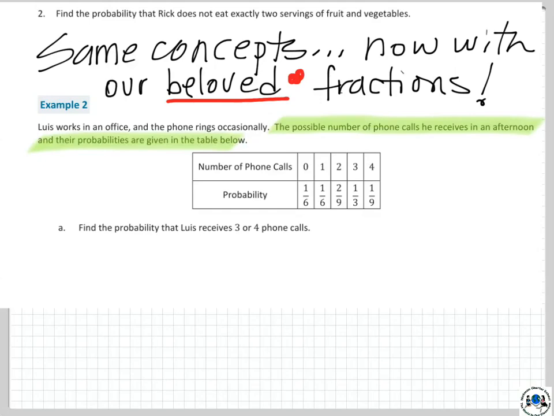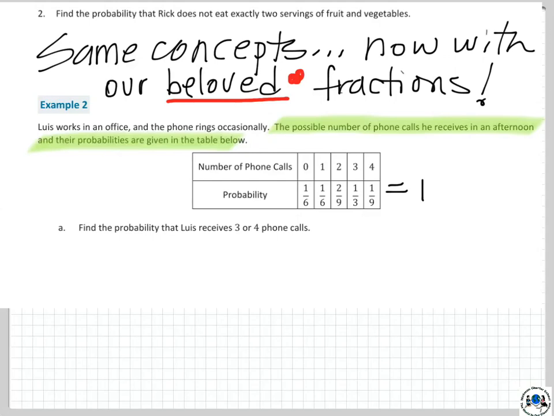Okay, and this might make a little bit more sense than the whole banana thing, because I'm sure they have lots and lots of data about phone calls and how much time that takes, etc., etc. But anyway, here we go. So we have number of phone calls and then the probability. Now, of course, these are all, again, going to add up to 1 whole.